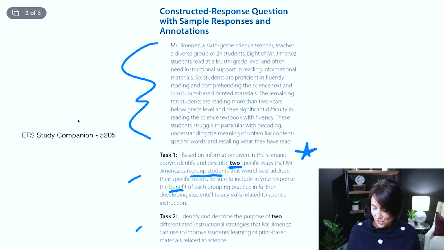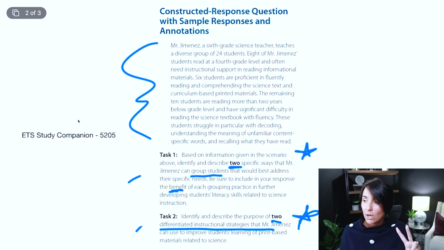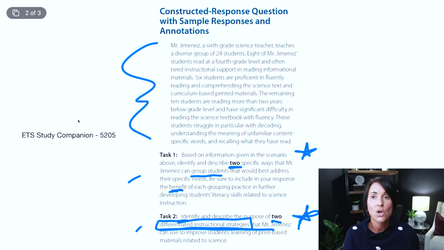Now let's go to task 2, right here. Identify and describe the purpose of 2 differentiated instructional strategies that Mr. Jimenez can use to improve students' learning of print-based materials. So we're going to do 2 grouping scenarios and 2 activities, and then we have to identify some differentiated instructional strategies we need to accommodate, all right? So this can be a little bit difficult, but actually, if you organize it properly, it's fine.